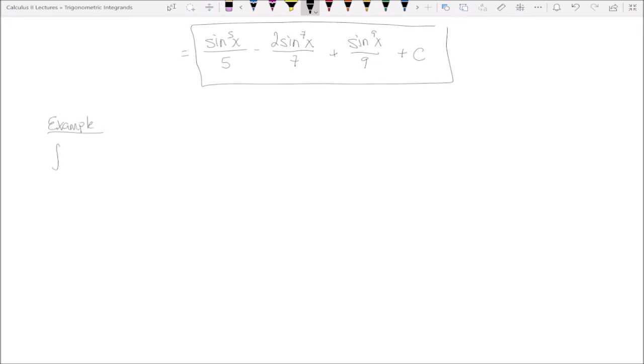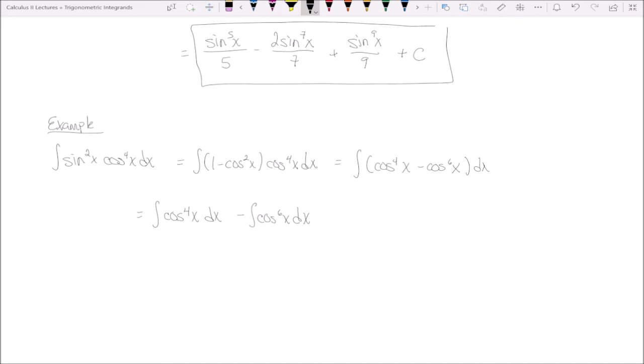Let's now consider the antiderivative of sine squared times cosine to the fourth. Sine has the lower power here, so let's write sine squared as 1 minus cosine squared. Distribute the cosine to the fourth through, and we are left with the antiderivative of cosine to the fourth x minus cosine to the sixth x dx. And for simplicity, let's split that down to two separate antiderivatives. And now we tackle each one of these individually.